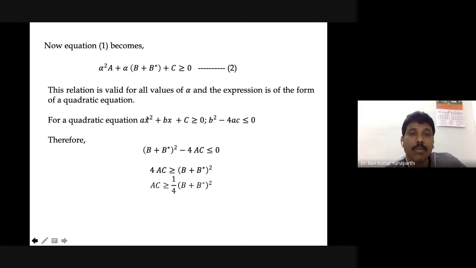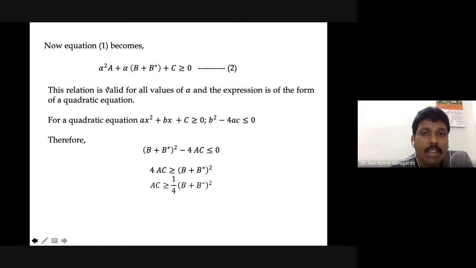It is of the form alpha x square plus bx plus c, which is greater than or equal to 0. If this is to be true, then b square minus 4ac must be less than or equal to 0. This is something that comes from algebra, which you might have studied. You can apply this quadratic relation to our expression, alpha square A plus alpha times B plus B star plus C greater than or equal to 0.